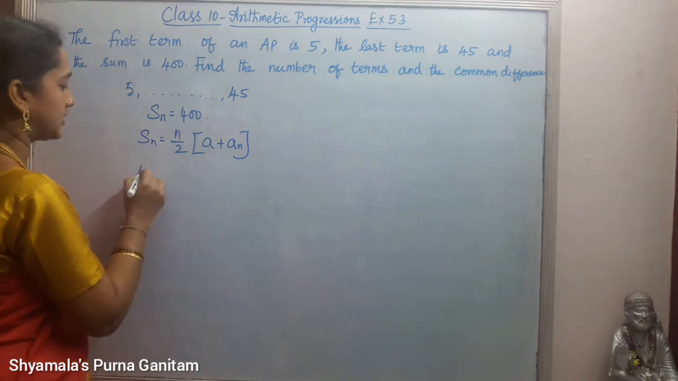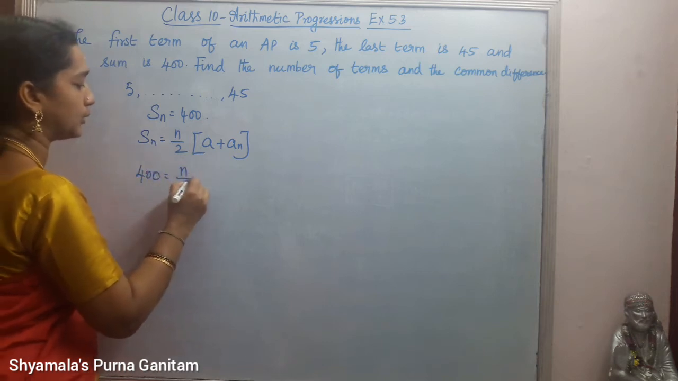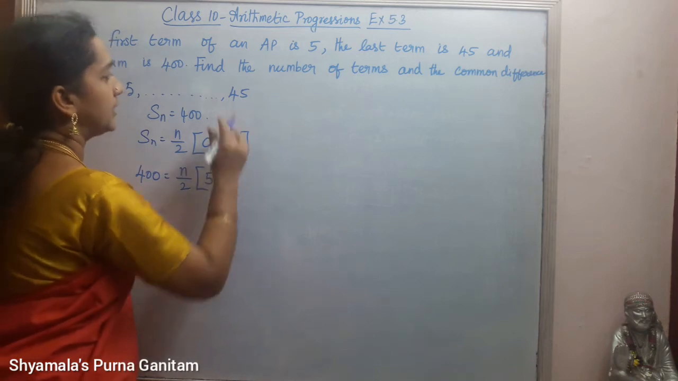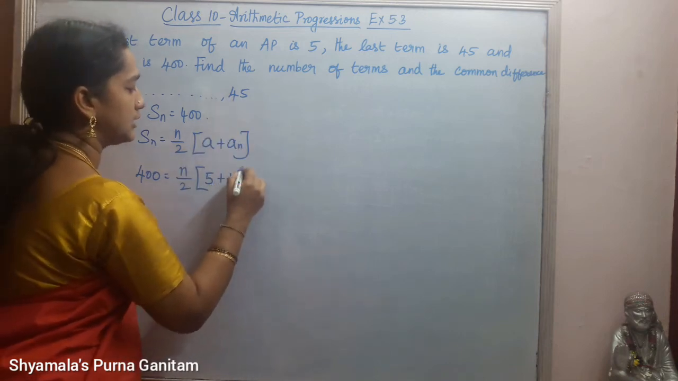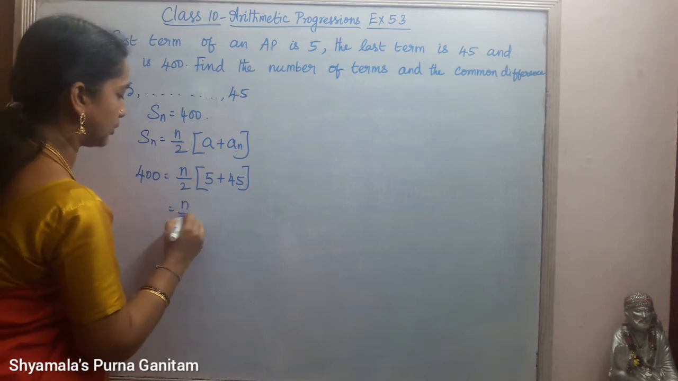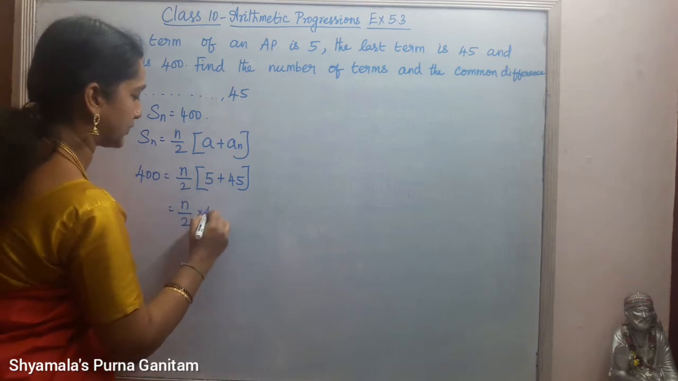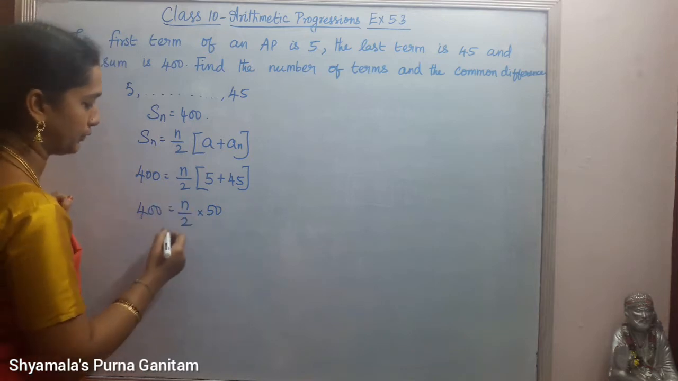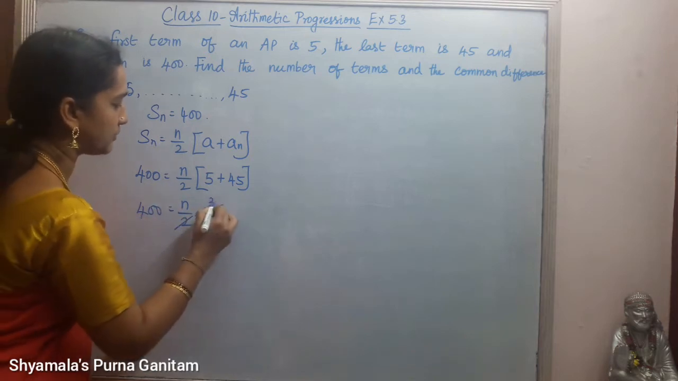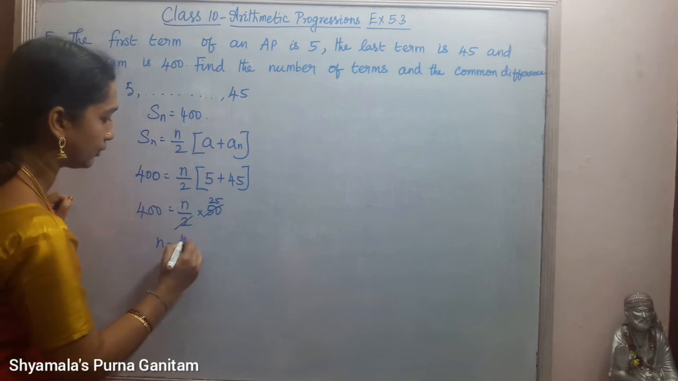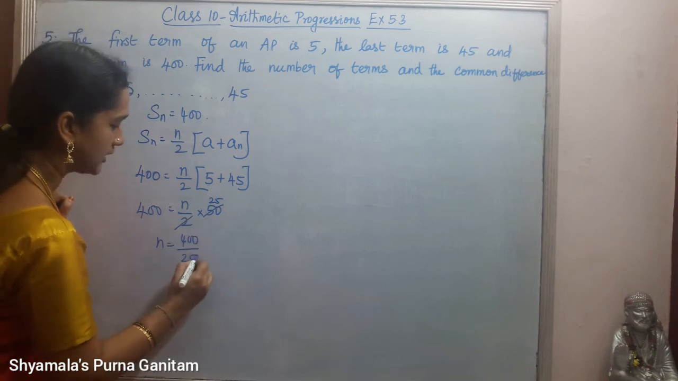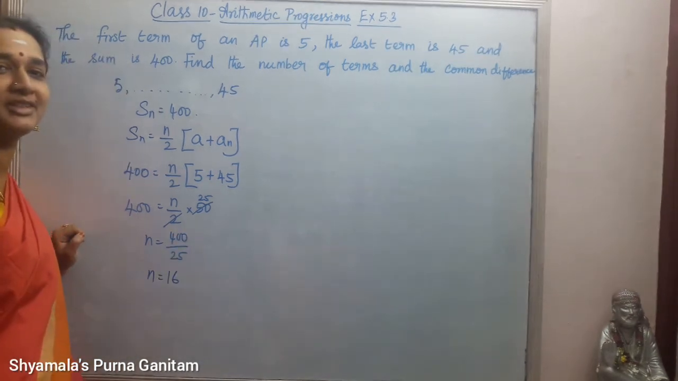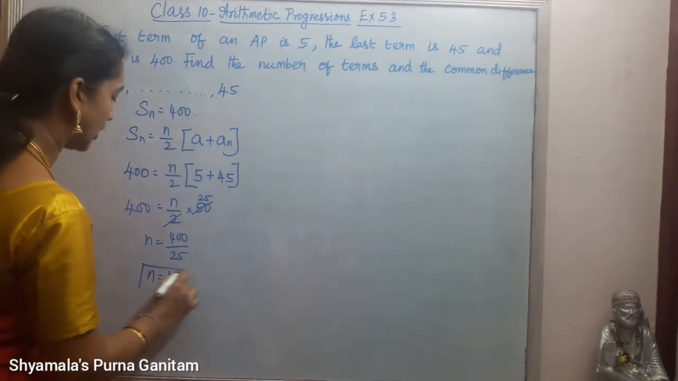Okay, so here Sn is given as 400, which is equal to n by 2 into (a value is given as 5 plus the last term an is 45). So that is equal to n by 2 into (45 plus 5 is 50). So 400 is equal to n by 2 into 50, that is 25n. So n is equal to 400 by 25. So n is equal to 16. 400 divided by 25 is 16. So the n value we got is 16.